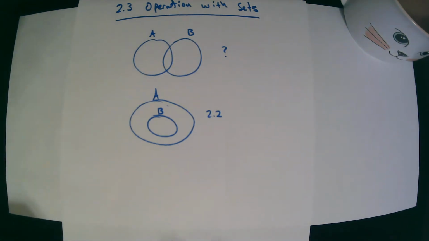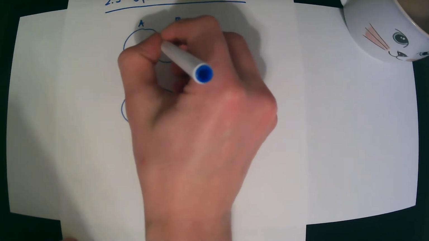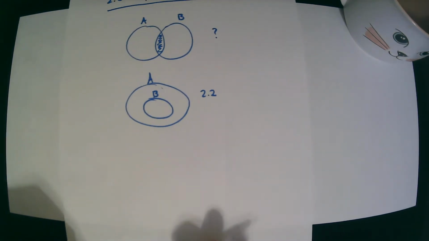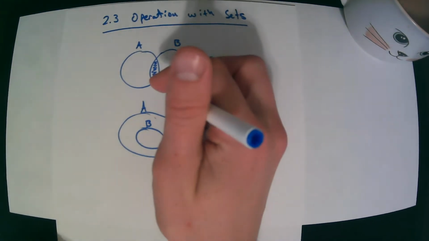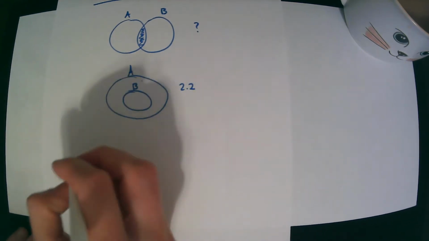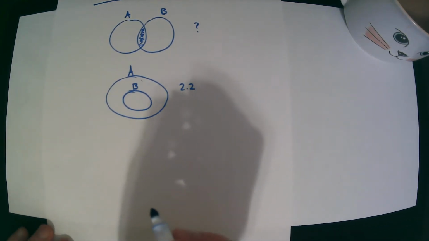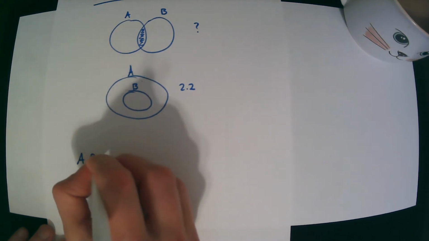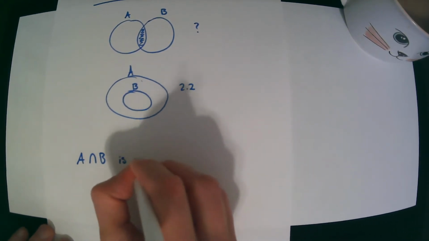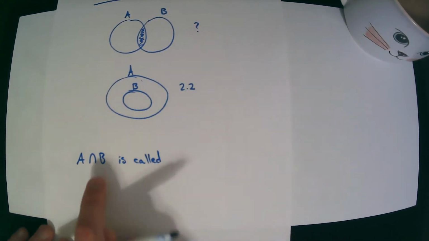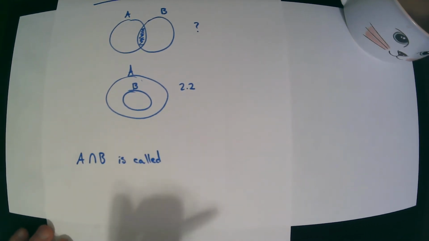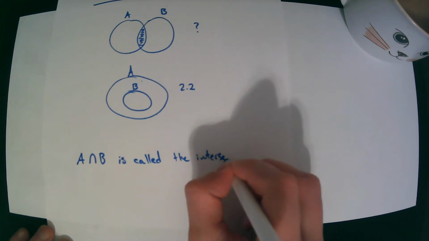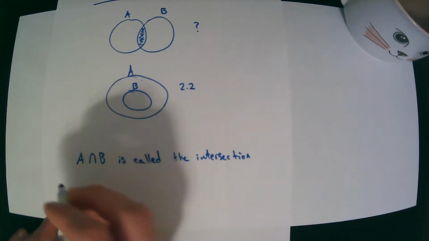Okay, and what we call this area is we actually call it an intersection. We call this area an intersection. And we have a symbol for it. There it is. It's like an upside down capital U. It's called the intersection of A and B.